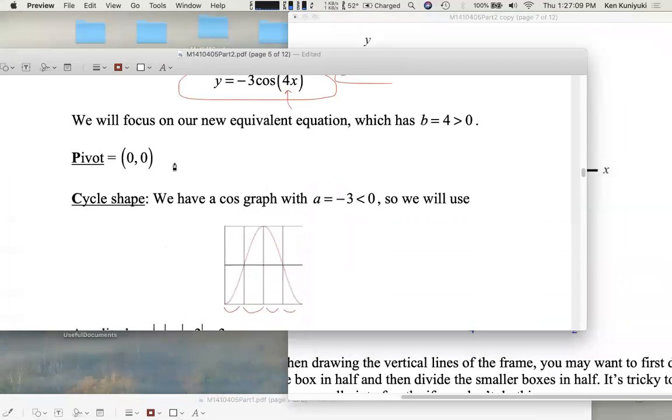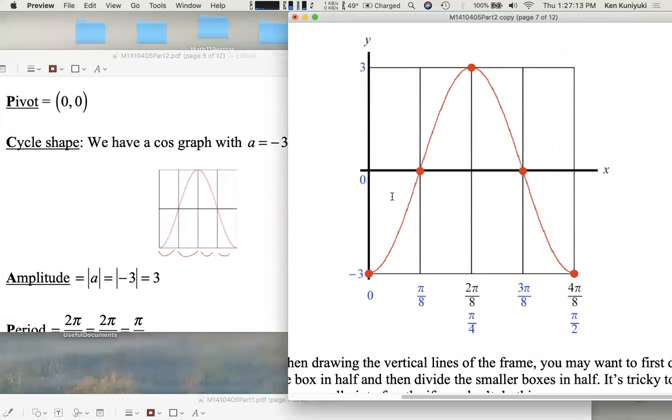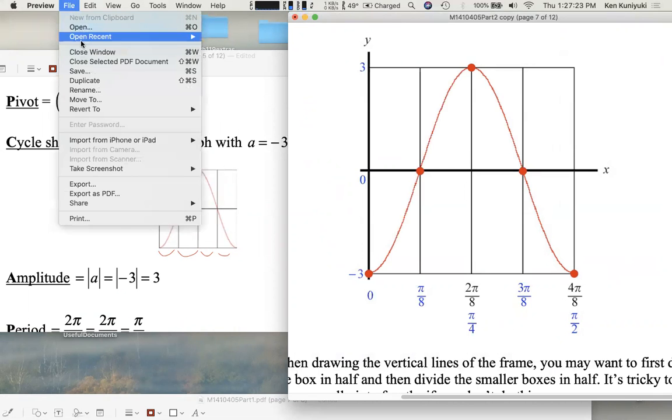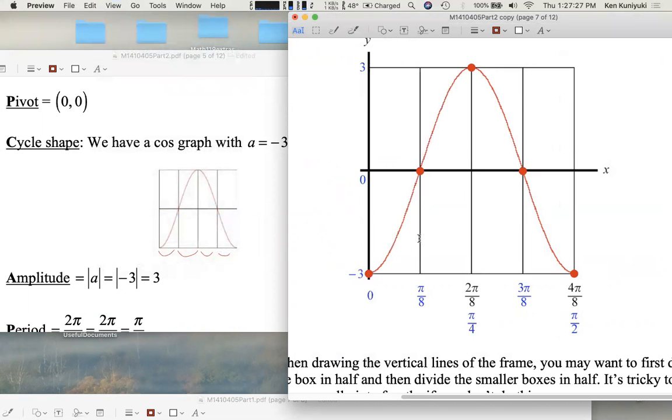Okay, PCAPIA. How does it give us the answer? The pivot. Left center, 0, 0. Notice 0 here, 0 over here. Cycle shape, we have the hill. And we're going to get 5 key points, remember. 5 key points. This min point, this inflection point, this max point, this inflection point, this min point.